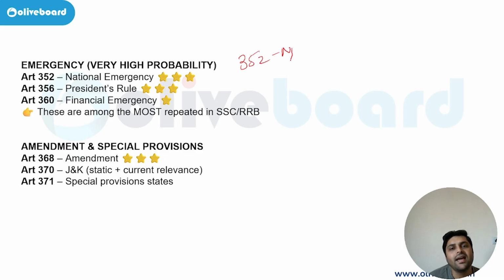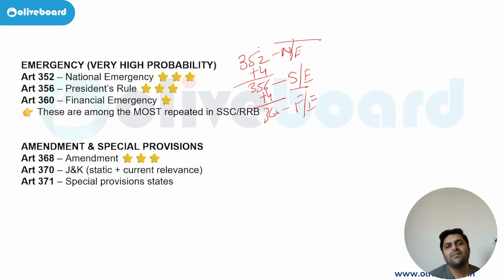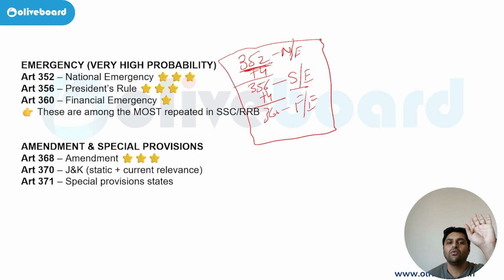Emergency, simple trick. 352 is national emergency. Am I right? Add 4 to it. How much will you get? 356. State emergency. Which is the biggest? Nation is the biggest. So first 352 will come. Add 4 to it, 356. State. Add again 4 to it, 360. Financial emergency. Simple. You just need to remember 352. If you remember 352, add 4 for state emergency, add 4 for financial emergency. Okay. Most repeated in SSC and RRB.